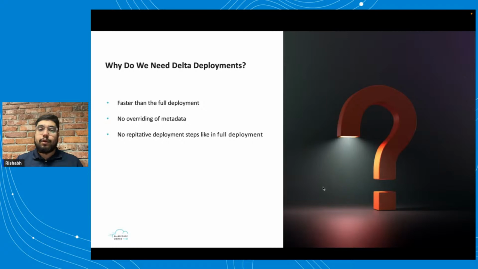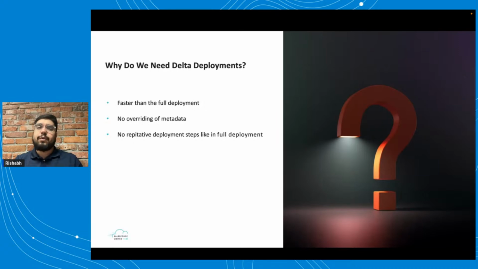No repetitive deployment steps like in full deployments. Like I said, we don't have to do it again and again. Let's just say that your branch has some experience bundle. You deployed that as well along with the classes which you wanted to deploy. Now you have to again go back to the community and publish it. So those unnecessary deployment steps will be removed. So these are the main things which we actually take advantage of in delta deployment.